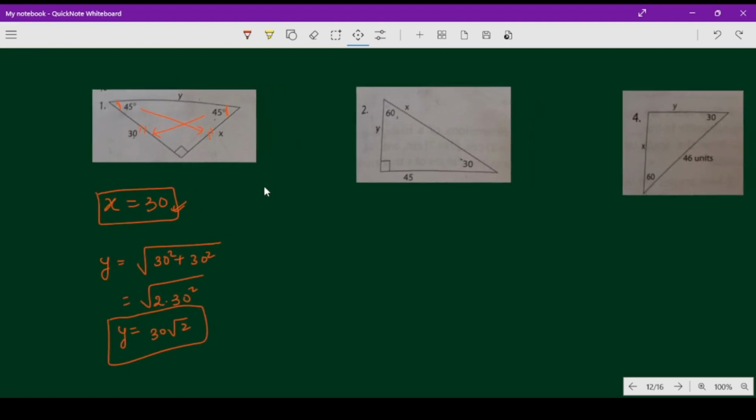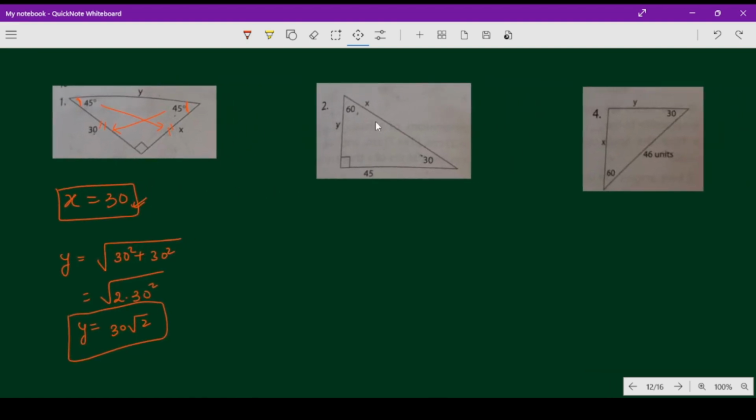Now let's look into this question. We have a triangle in which two angles are 30 degrees and 60 degrees, and one is 90 degrees. So this is a right angle triangle. We need to find the value of x and y. This is triangle ABC. This AC is given as x, AB is given as y, and BC is given as 45.